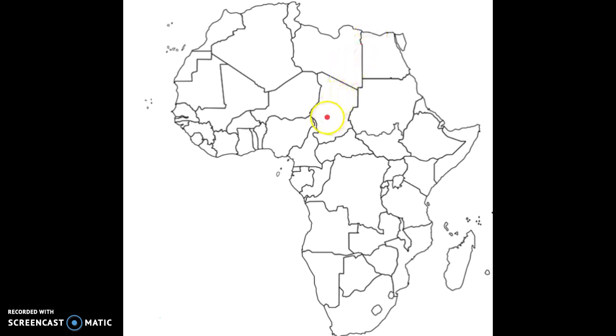So in Chad, right in this spot where my cursor is touching Nigeria, there would be Lake Chad. And up here in Morocco and Algeria, we have the Atlas Mountains.